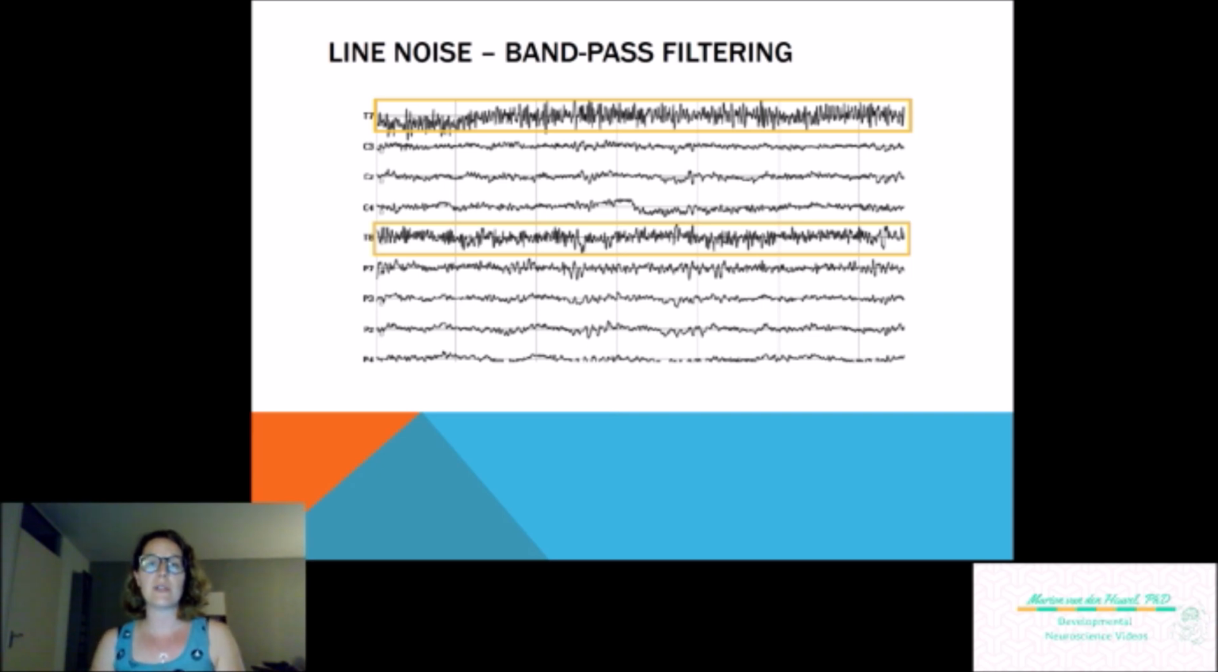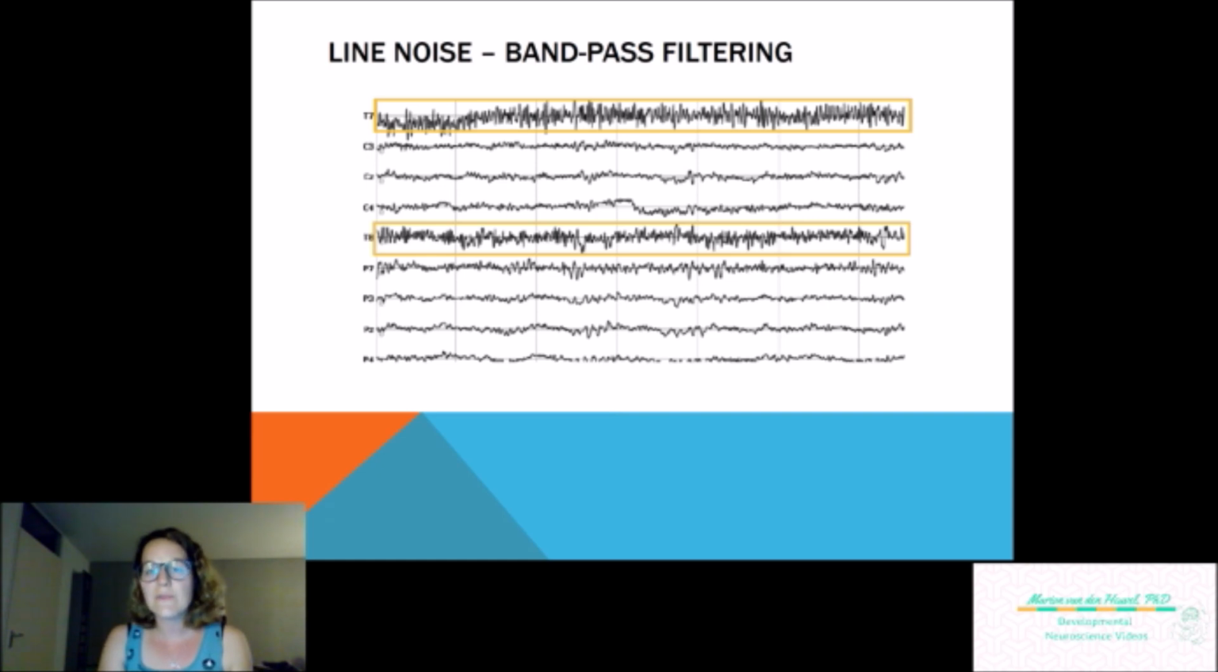Then what you can also see sometimes is some line noise. Line noise is noise that you can see in a specific frequency that comes from the electrical current, for instance, the current in the air that you can kind of see in the signal. So it's a specific frequency. In Europe, it's actually 50 hertz, and in the US, it's 60 hertz.